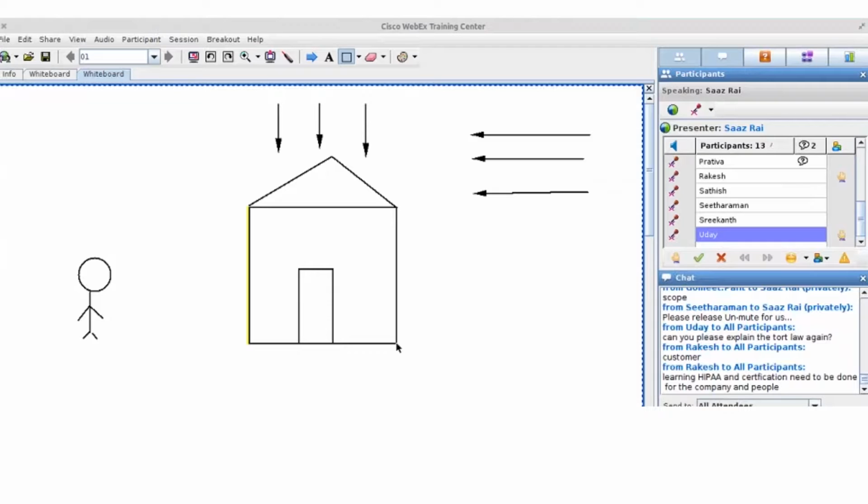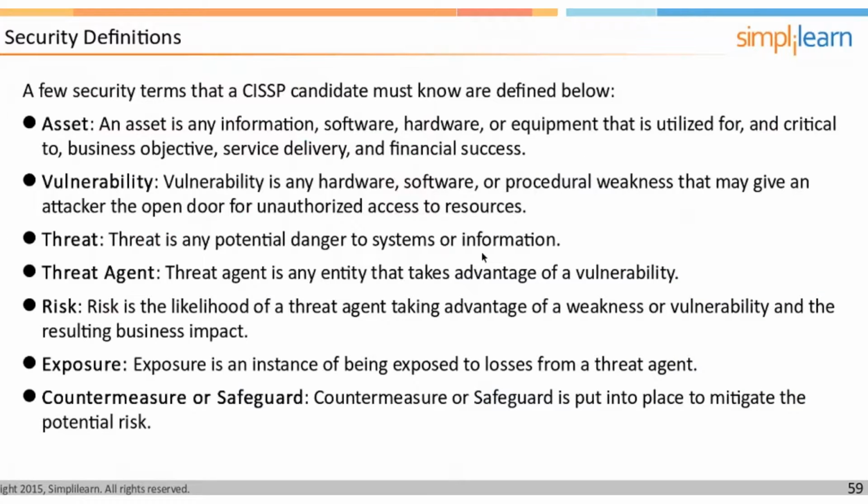So what do you think is the countermeasure? Fix the roof. Yes, fix the roof, make it stronger. That could be a countermeasure. Or change the roof. Or maybe keep some kind of a wall here so that there's no wind blowing. Those are some of the options, and that is the definition. It's very simple to understand, right? Assets, vulnerabilities, threats, and so on. We will talk about that with examples as we get into risk management.